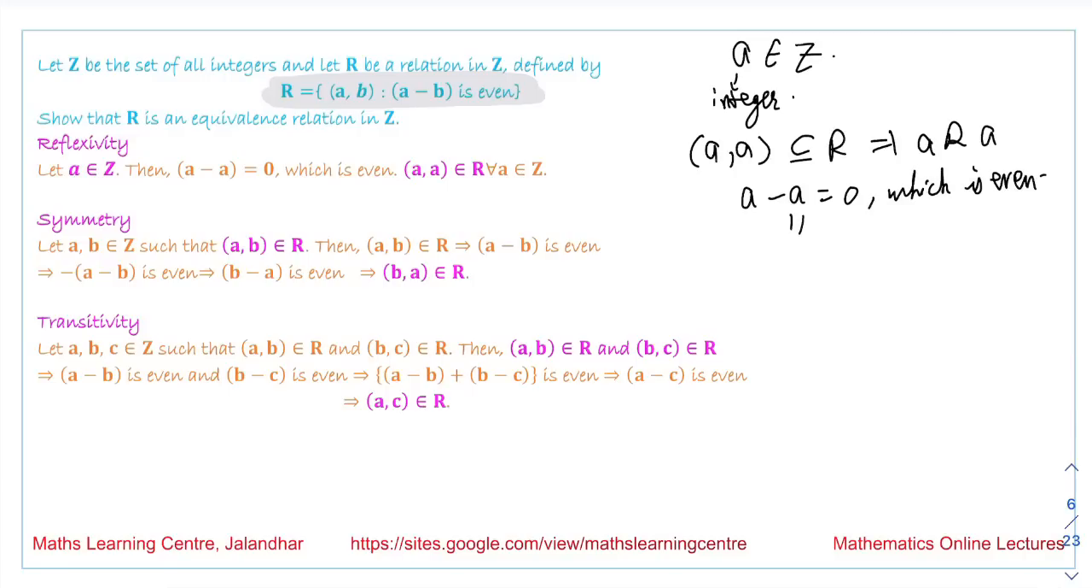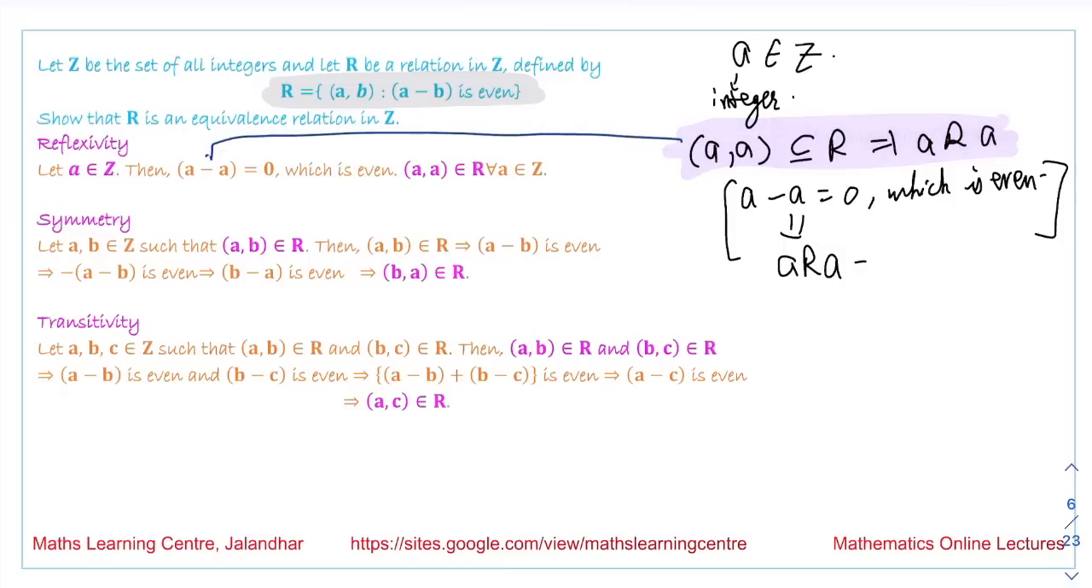It implies that a is related to a. We have to check whether a is related to a or not. To check this, we substituted the value and calculated a minus a, and the answer comes out to be 0. We are saying it is an even number, which means every a is related to itself.